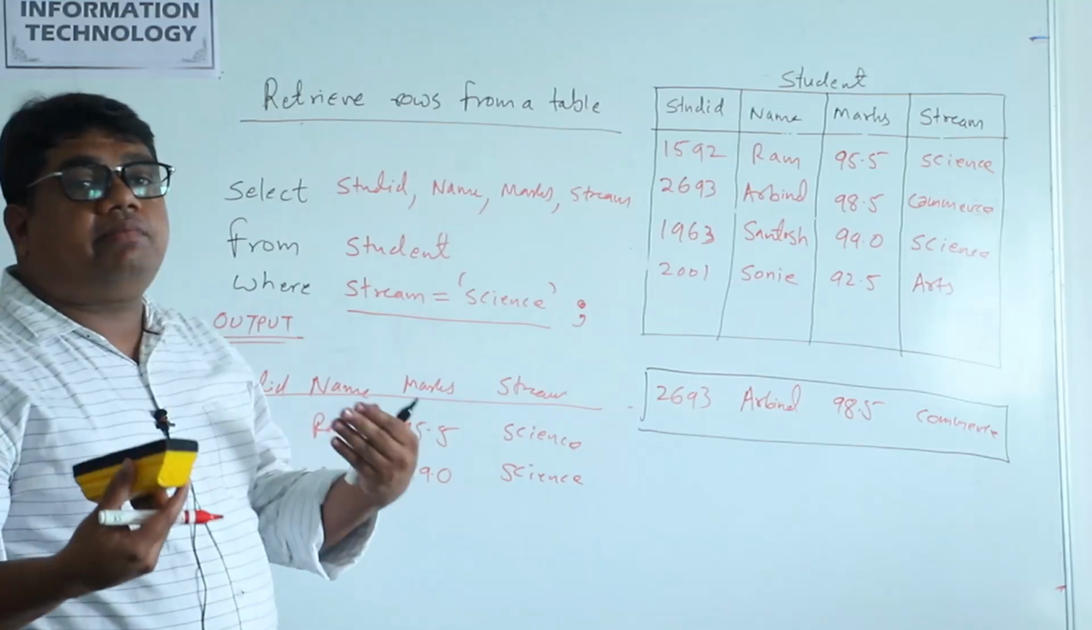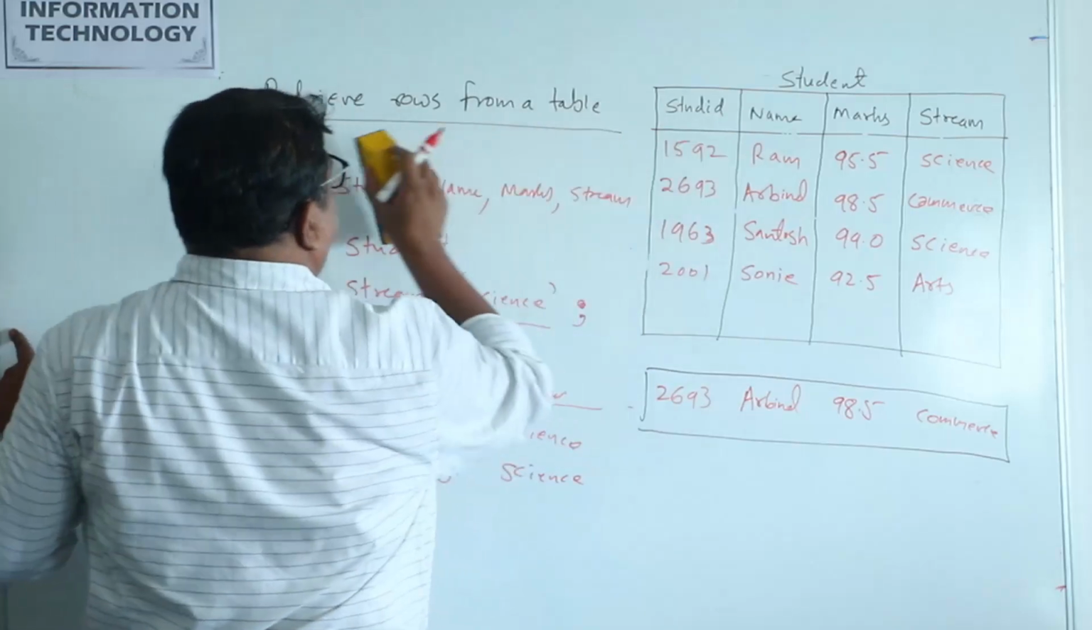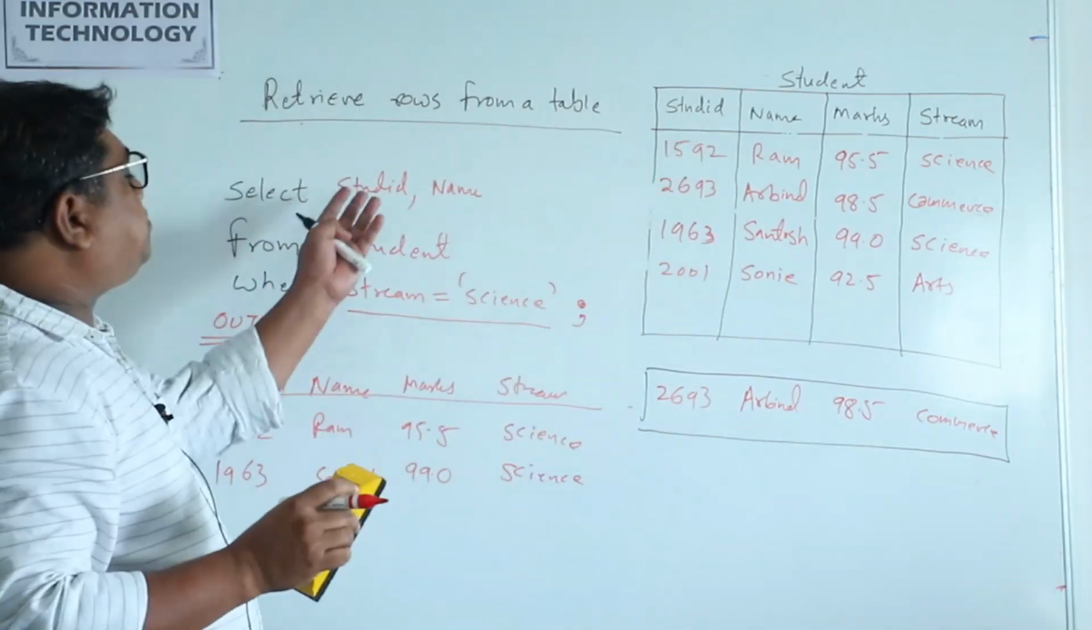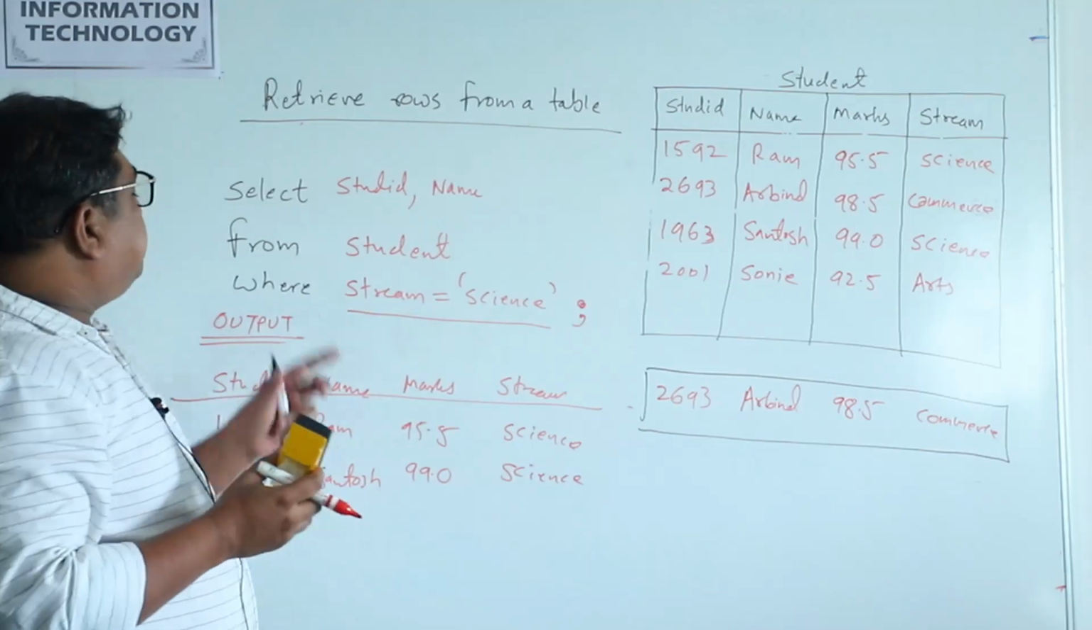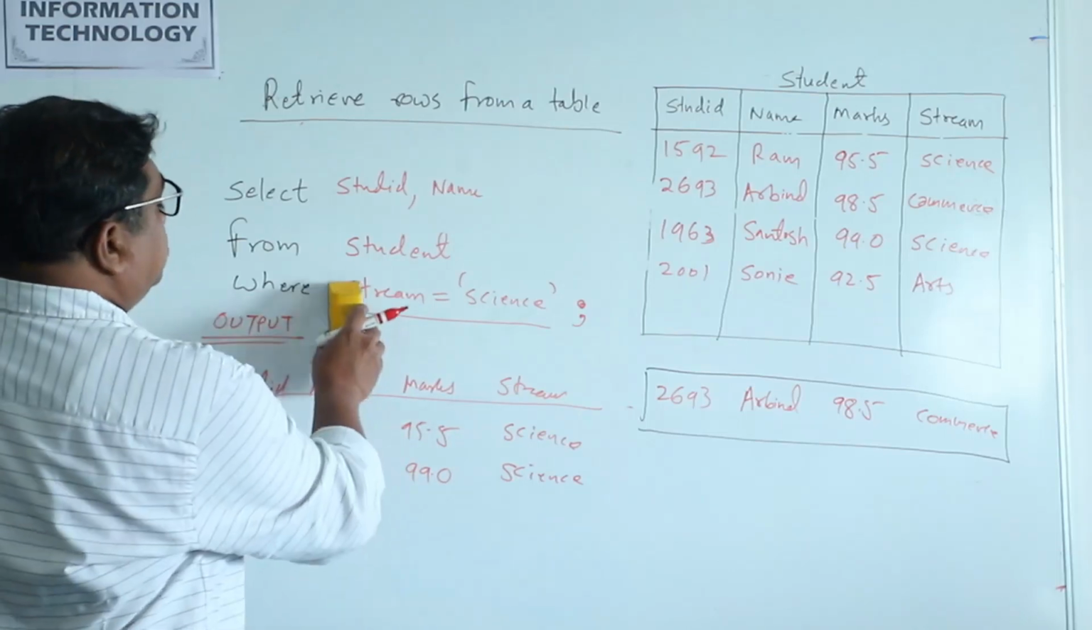Whose marks is above 90. So what I have to do? I have asked for student ID and name. So here what I will do? I will have only student ID and name, because we have asked for only two columns of data from students whose marks is above 90%.